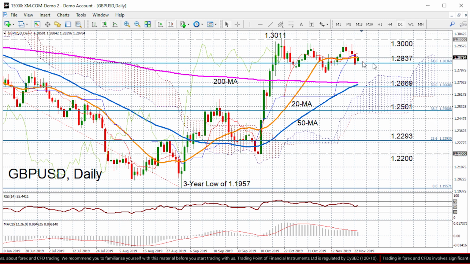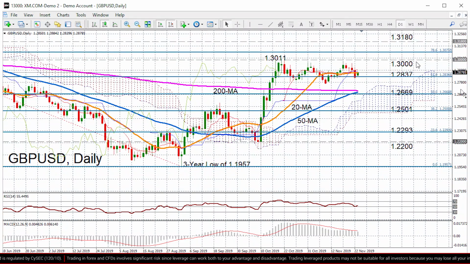If though pound dollar does regain positive momentum and breaks above the immediate resistance zone around 1.2880, we could see that October peak of 1.3011 coming back into focus, and then higher up, a potential resistance point to watch after that would be 1.3180, which had been a previous important resistance area.